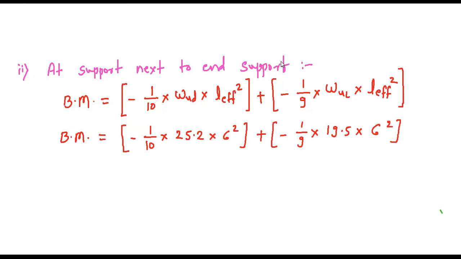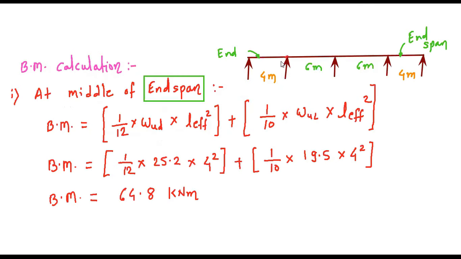Now here, we are calculating the bending moment at these two points, the bending moment at support next to end support. This point is common for this span and this span, and similar is the case with this point. So we are going to consider the maximum span for this point, and the answer is 168.72.